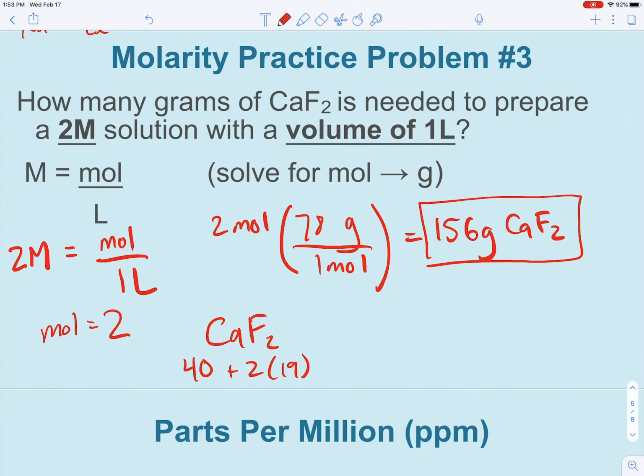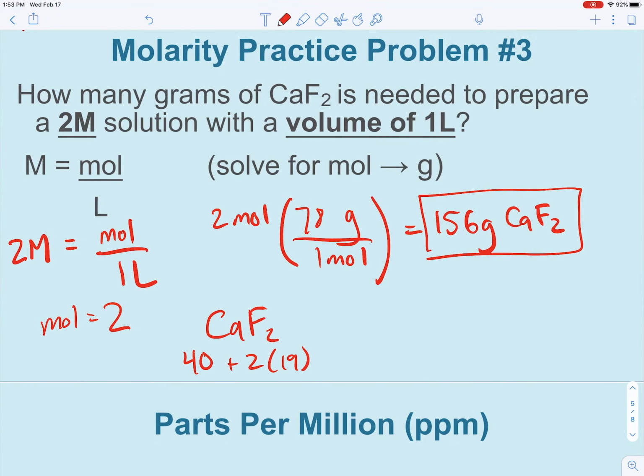Okay, if you just follow these steps for these practice problems, should be pretty straightforward. For this kind of problem, we're solving for moles first, and then converting to grams by multiplying by the molar mass of the substance that we need. And this is really what is more similar to what I would do in a lab setting. When I make solutions, I'm trying to figure out how many grams of a certain chemical I need to make a certain amount of solution.